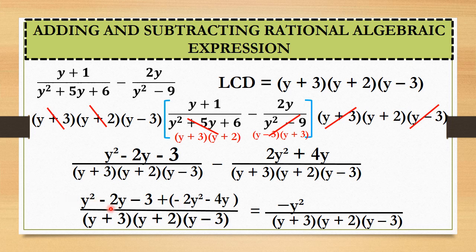Then, another like terms, negative 2y and negative 4y. So, negative 2y plus negative 4y, we have negative 6y kasi same sign. So, just add, then copy their common sign. Okay, next term, yung constant term natin ay negative 3. So, only negative 3. So, just write minus 3.